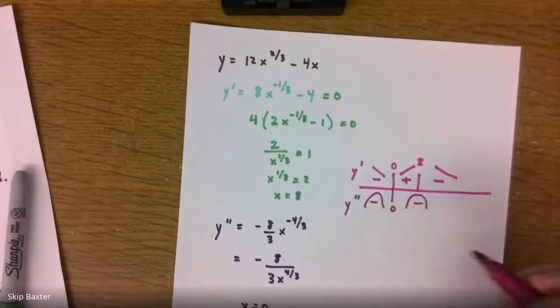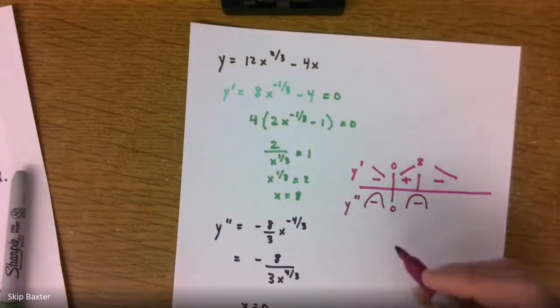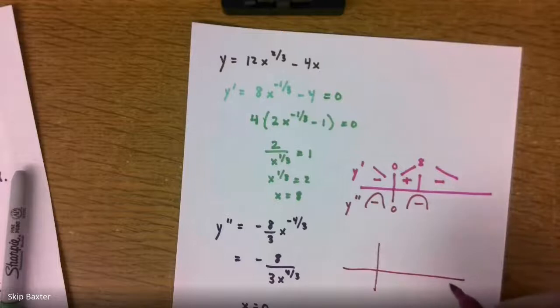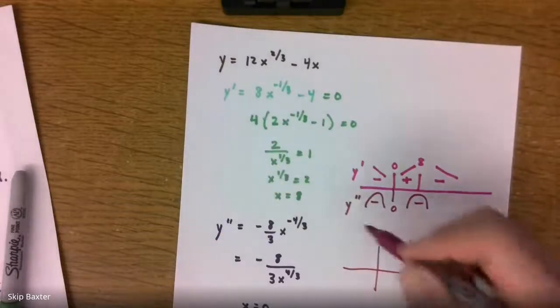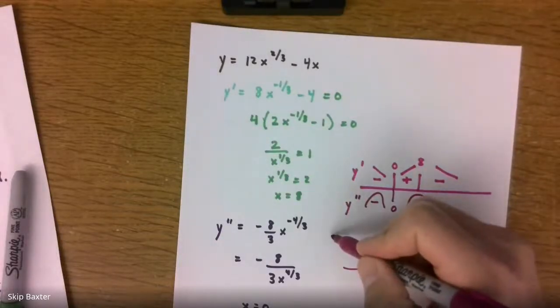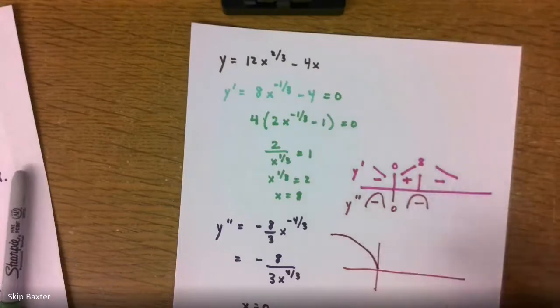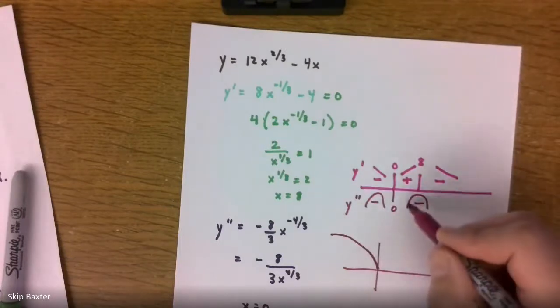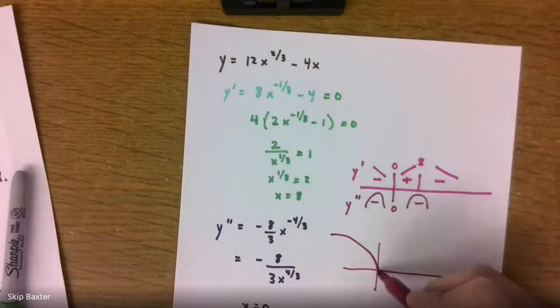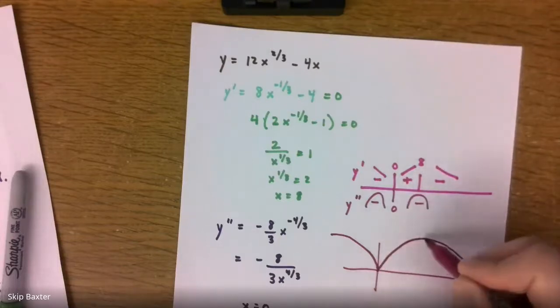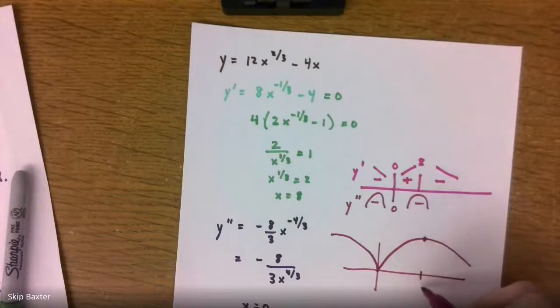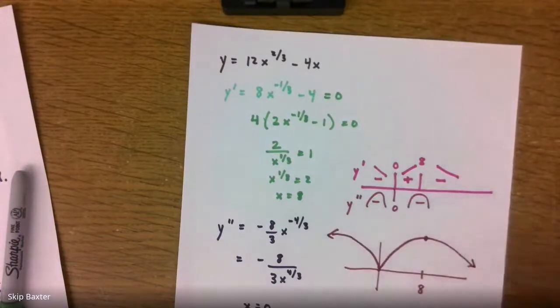Okay, so this function is going to look something like this. I have, if you plug in 0, you get 0. So it's going to be like concave down decreasing, and then concave up, or concave down increasing, and then decreasing. So something like this. And this is going to be like at 8. That's kind of what the function looks like. Okay, and you can confirm that on a calculator or whatever.